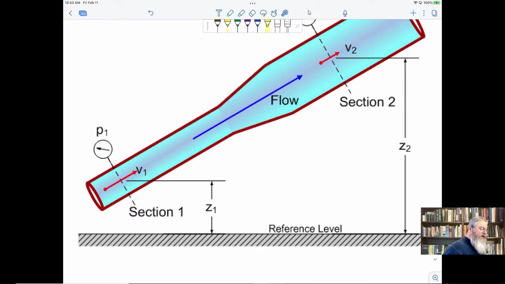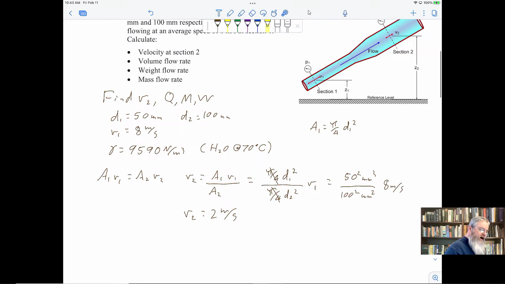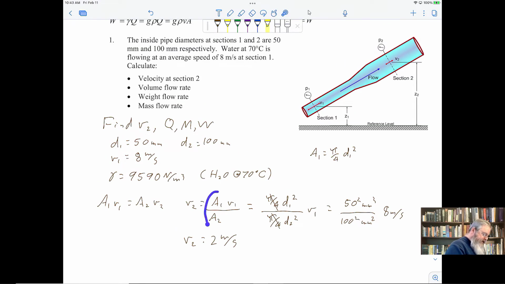When pipes get big, the velocity gets small, and not in proportion to the diameters. Because look what happened to the diameters. Here, the diameter is 50. Here, it's 100. The diameter doubled. What did the velocity do? Did the velocity get chopped in half? No, it didn't go from 8 to 4, it went from 8 to 2. It got chopped in half twice. That's because it's about area. The relationship is about the area relationship, not the diameter relationship.